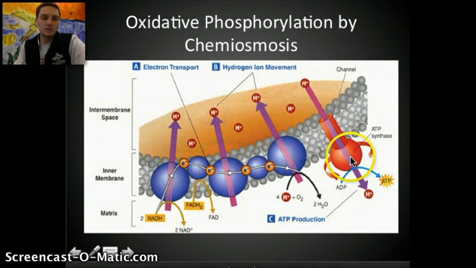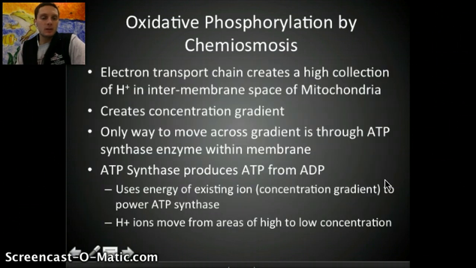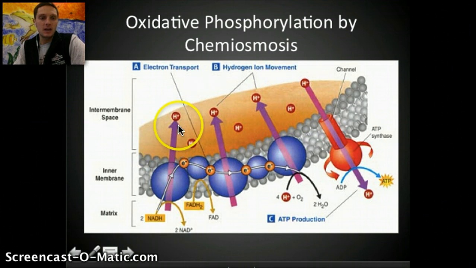So as those hydrogen ions move across the membrane, ATP synthase uses that movement energy to combine ADP with a phosphate to make ATP. And so we can really look at the steps here, and this process is called oxidative phosphorylation by chemiosmosis. And in this process, the electron transport chain creates a high collection of hydrogen ions in the inner membrane space. So here's our inner membrane space, and we're creating this high concentration of hydrogen ions. And really this is creating a concentration gradient so that we have an area of high concentration, low concentration. Those hydrogen ions can move across the membrane through diffusion.